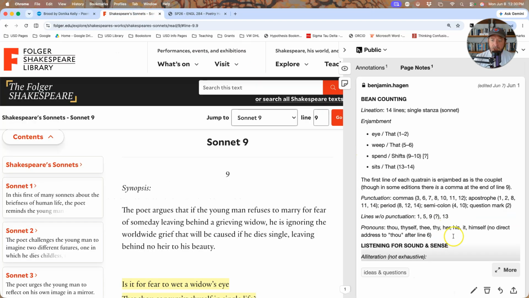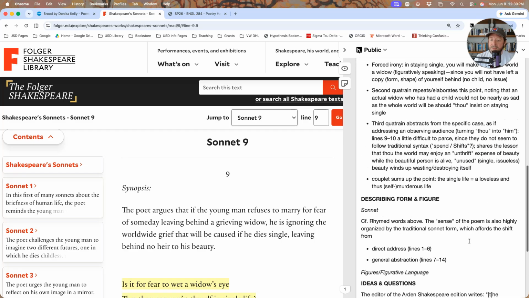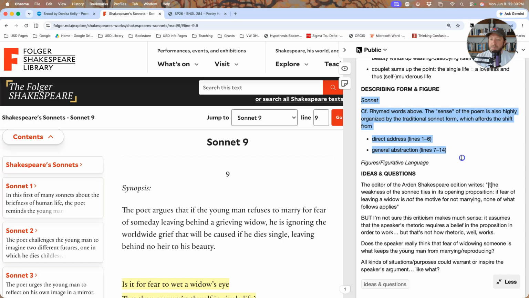Okay, well, let me take a few minutes to think about how I would describe the form and figures in Sonnet 9, because this is a sonnet. I went back because to describe the form of a sonnet means having to think about things that I've already taken notes on. I thought this was a good time to remind you that the steps in getting to know a poem connect to each other and sometimes repeat each other, and concern features that have already been commented on.